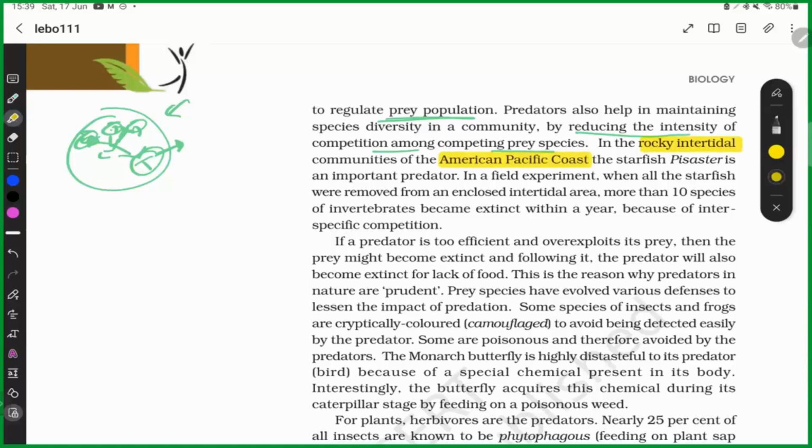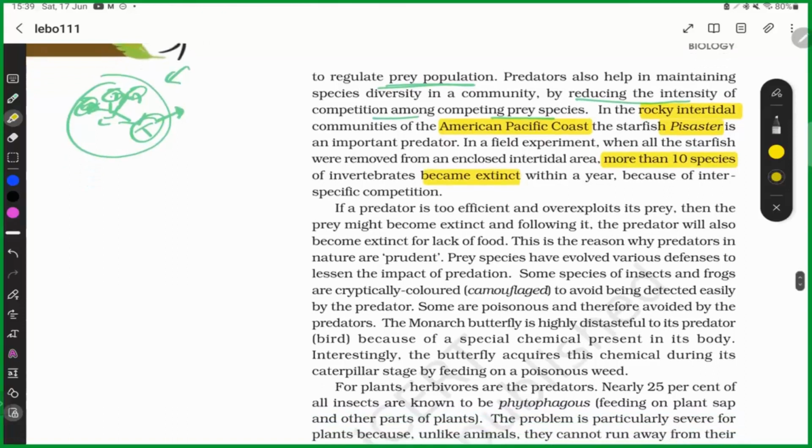The example is the rocky intertidal community of the American Pacific coast. There is a starfish, Pisaster, an important predator. If all the starfish are removed, the prey population will compete with each other, and there will be disappearance of some species. More than 10 species went extinct.